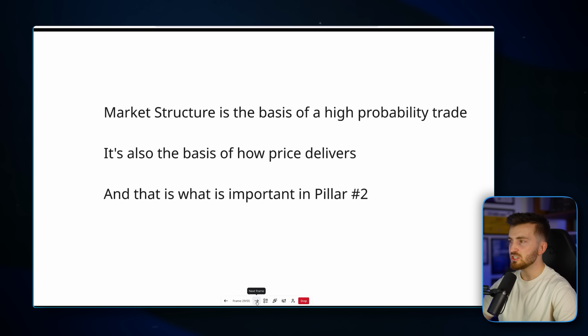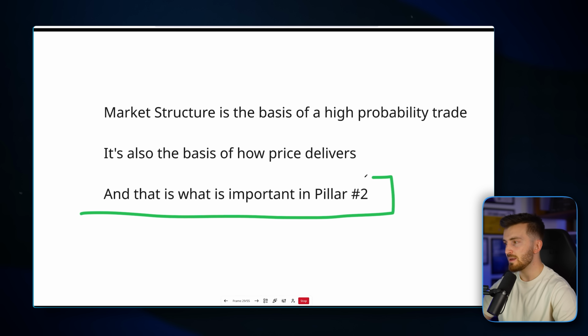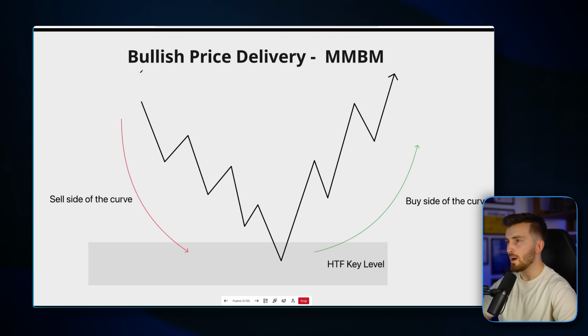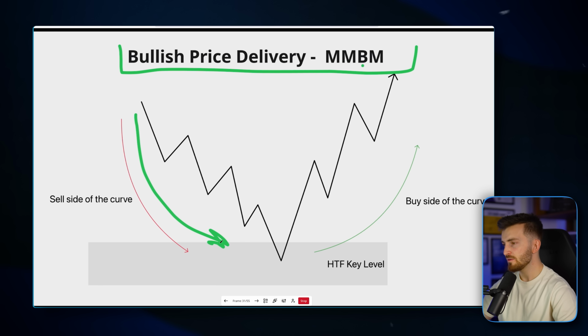Market structure is the basis of a high probability trade. It's also the basis of how price delivers. And that is what is important in pillar number 2. And we're going to follow the price delivery of a market maker model. So a market maker model simply shows that bullish price delivery, which is a market maker buy model, has a sell side of the curve, hits a key level, and then gives us the buy side of the curve.